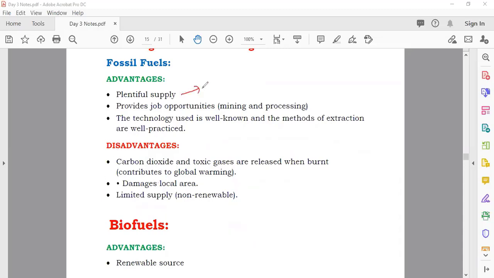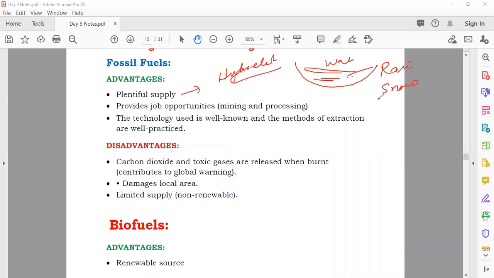Plenty of supply means, for example, if you are using another source, like hydroelectric, you need a dam. In the dam, water is stored. How much water will come here depends on some factors. Number one, rain factor. Number two, snow factor, like this. So here you are dependent. The supply is not constant.